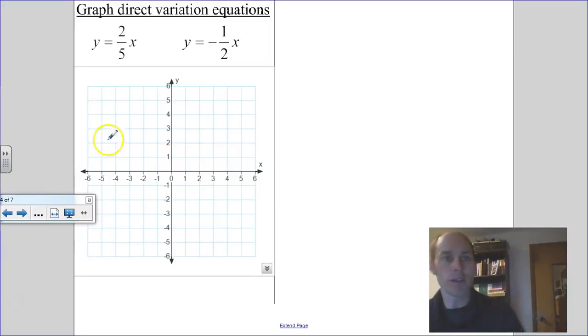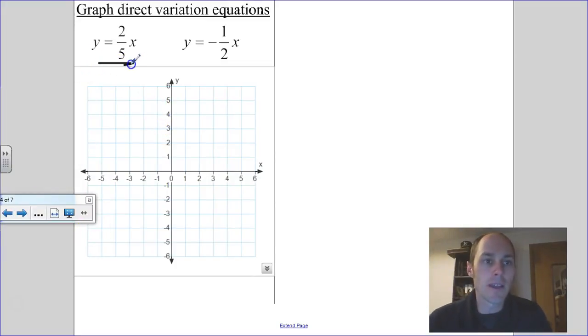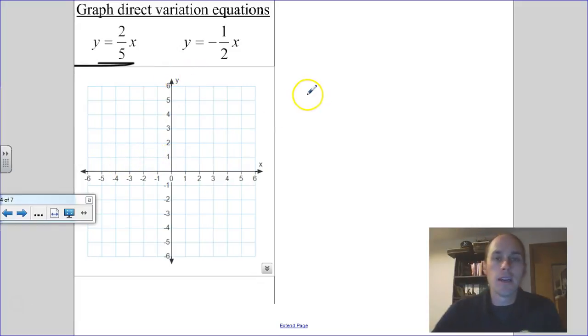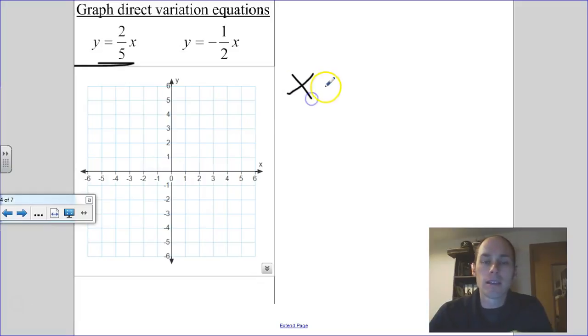Okay, so let's graph these direct variation equations. Keep in mind that these need to have an x or y intercept of 0.